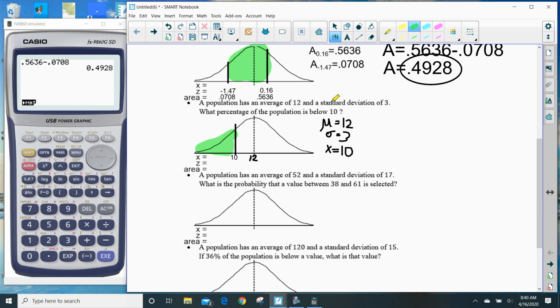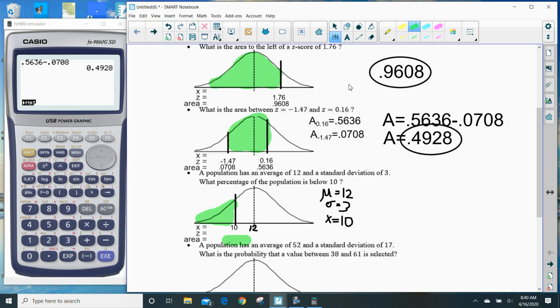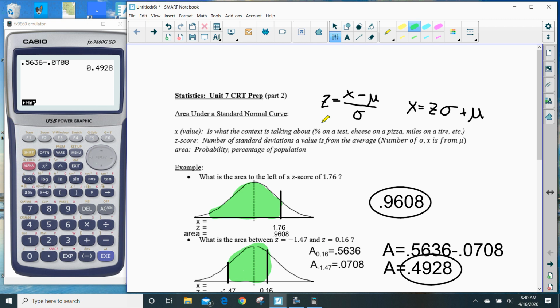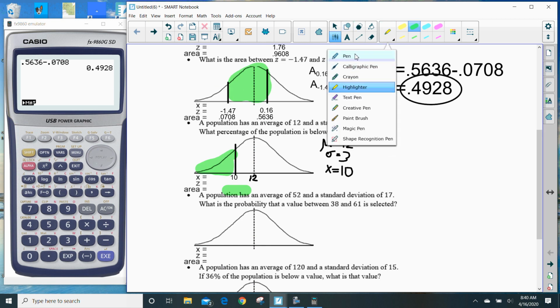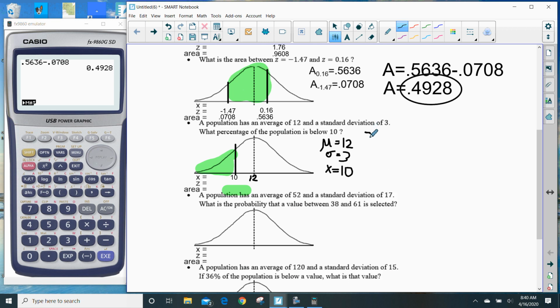All right, so to get this area, we first need to turn this into a z-score, and then from a z-score, we can turn it into the area. So the first stop, as I mentioned, is the z-score. Again, this is going to be this equation right up here. So I'll write as best as I can. The z-score of 10 is equal to x minus mu divided by sigma.